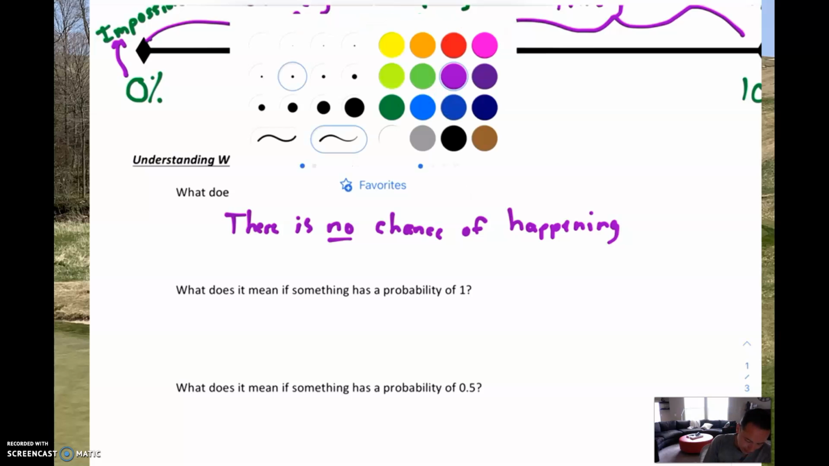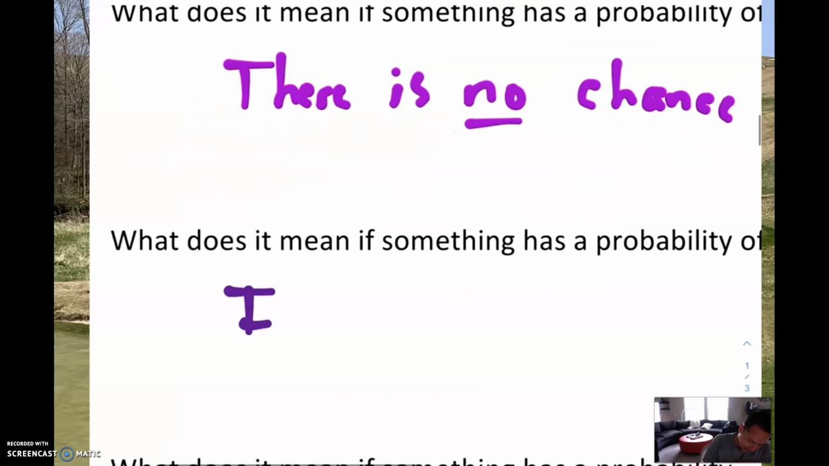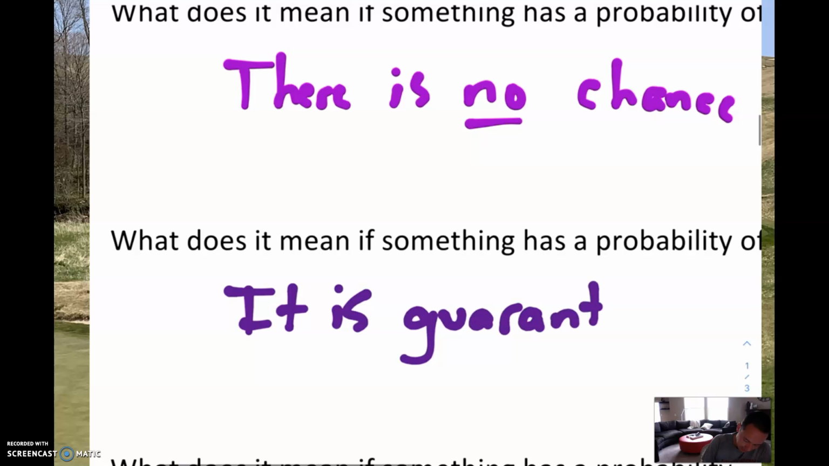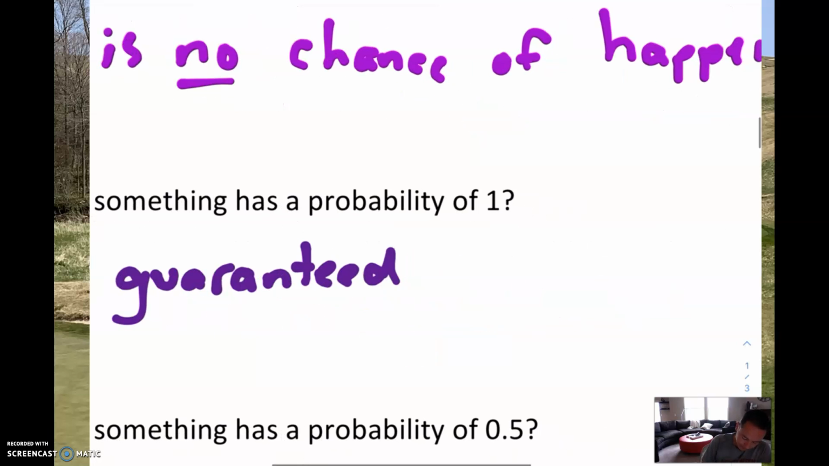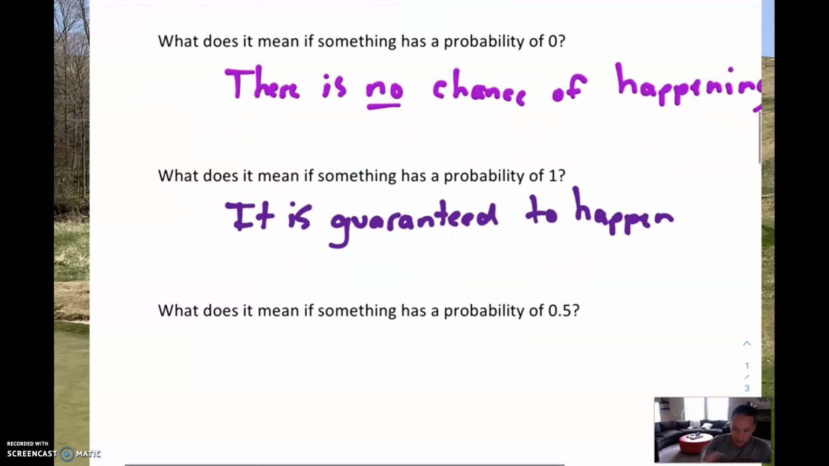What does it mean if it has a probability of 1? Now remember, 1 does not mean 1%. That means 100%. So this means it is guaranteed to happen. If something is guaranteed to happen, it has a probability of 1. There are no exceptions. It is guaranteed to happen.